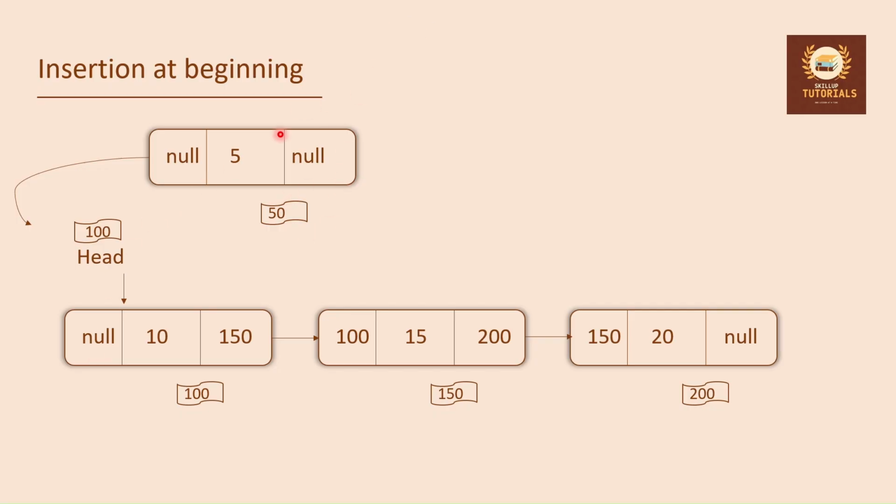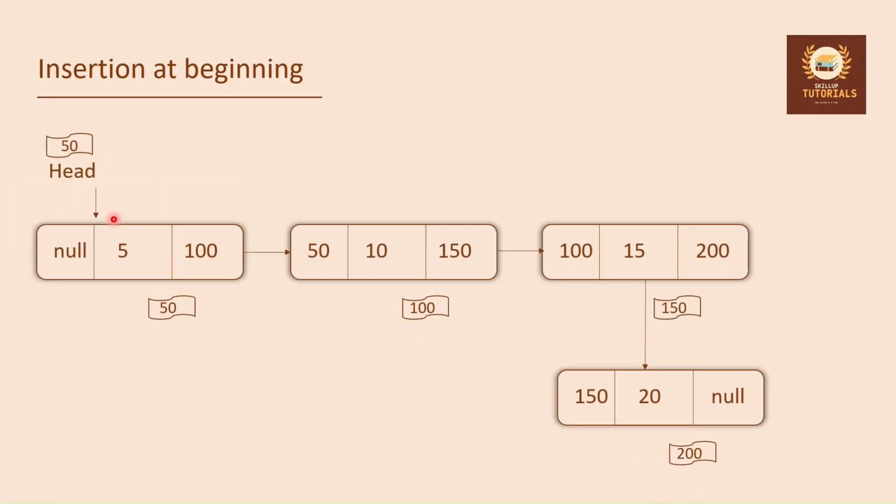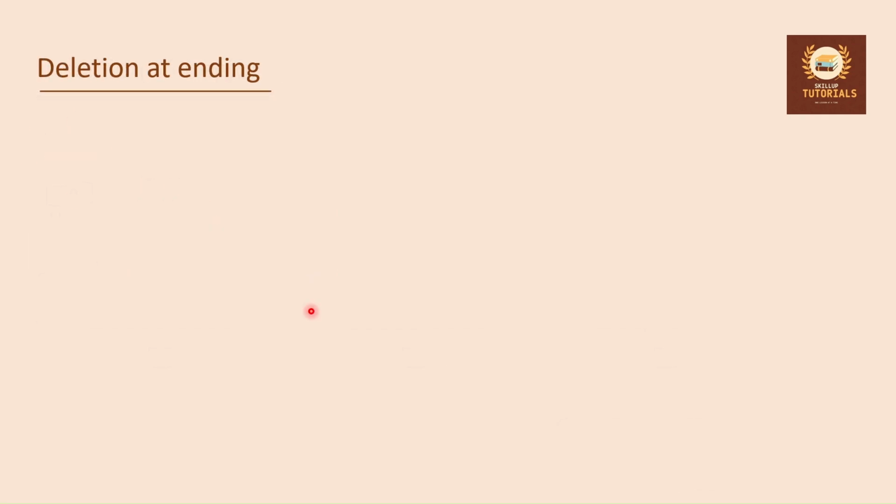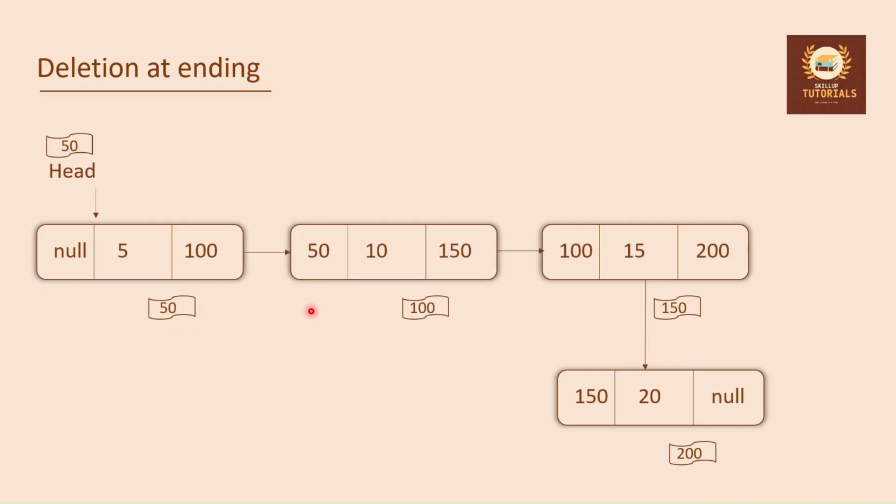And new node dot next also has to be updated: new node dot next equal to head, 100 will be placed here. This is how we can do it, and you need to do one more thing, updating the head value. Head value should be new node 50. These three steps should be followed, and if the head value is null, only one step should be followed, that is head equal to new node. That's it. This is a bit easy as compared with the other. This value is updated, and this value is updated, and this value is updated. Okay. Now let's come to the deletion part, and deletion at ending.